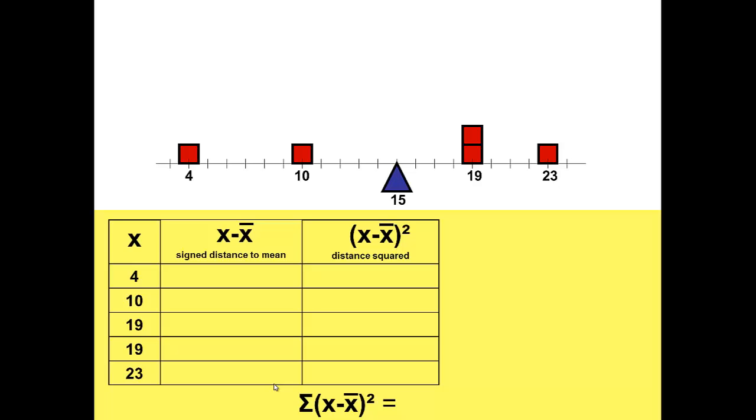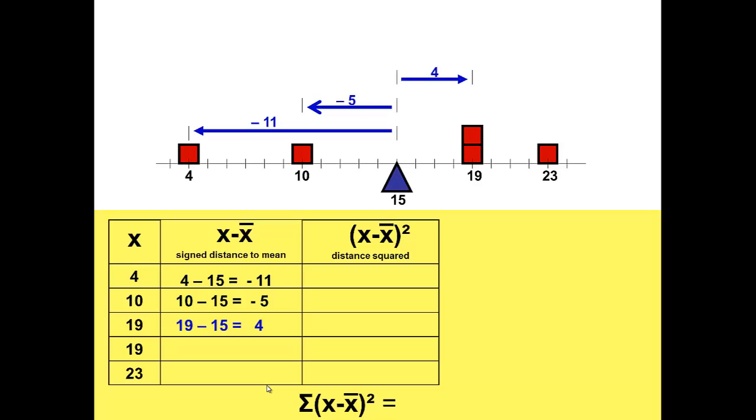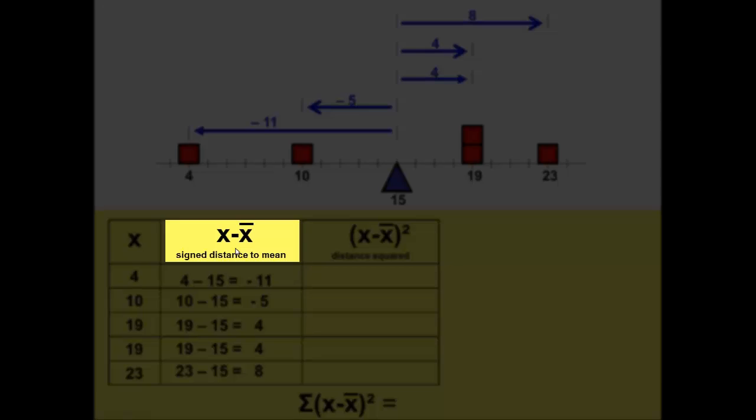Notice how we have set up our table. The first column is labeled x and contains our data values. They do not have to be in order, but it can be helpful if they are in ascending order. In the next column, we'll put our signed distances to the mean. Remember how we found those: we took the data value and subtracted the mean. I won't read through those again, but we'll just transfer those back, and now we've filled in our table. Notice in each case what we did was to take x minus x bar, the mean. And that's why the column is labeled that way.